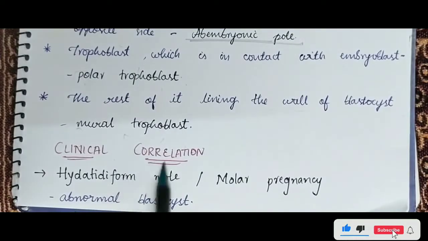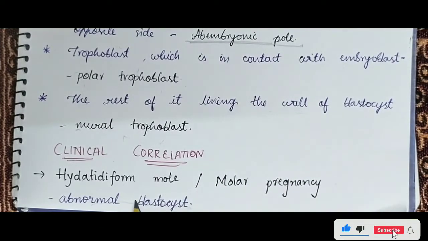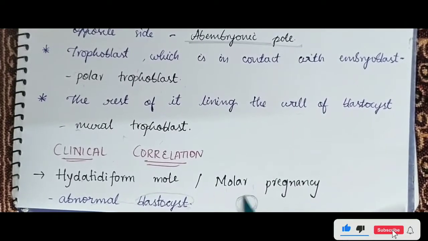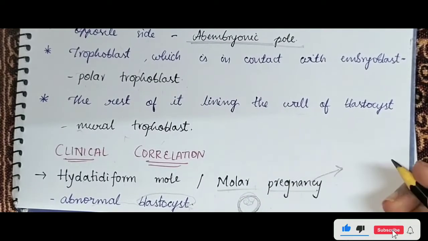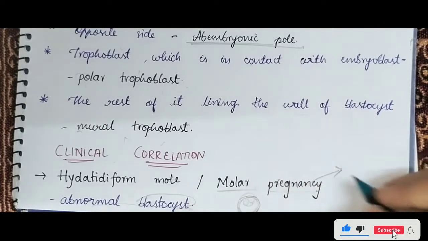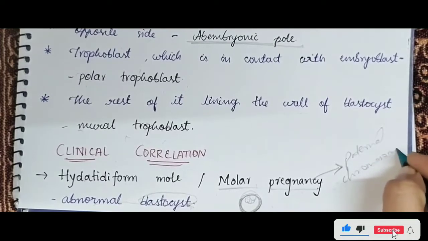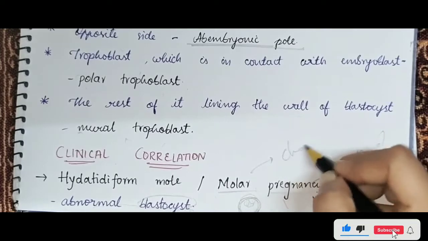The clinical point here is hydatidiform mole or molar pregnancy, which means there is an abnormal blastocyst. This abnormal blastocyst results from maldevelopment of the trophoblast, which means the outer cell mass. Due to this maldevelopment, there is a molar pregnancy. This molar pregnancy is mostly due to the paternal chromosomes, so no female is blamed for this. The female will have choriocarcinoma.